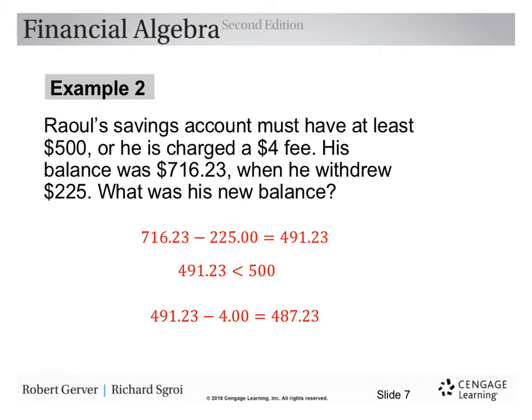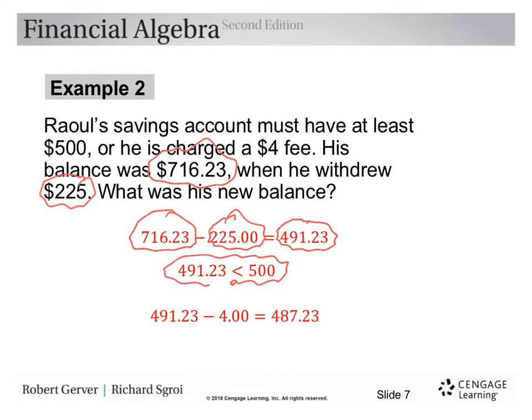All right, so let's take his original balance of $716.23. We're going to subtract the amount he withdrew, which was $225, and that's going to leave us with $491.23. But that is less than $500. So he's going to be charged a $4 fee. So that's going to be taken out of his account.